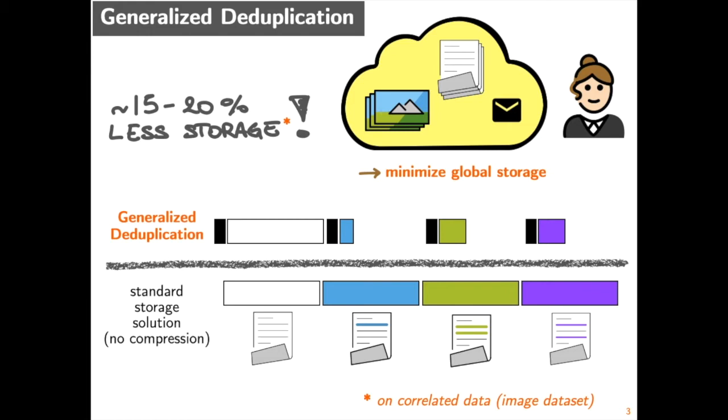However, this star is very important. This only works on correlated data, for instance, an image dataset, a Git repository, and so on and so forth. Because if we had completely uncorrelated data, then of course we cannot compress it.